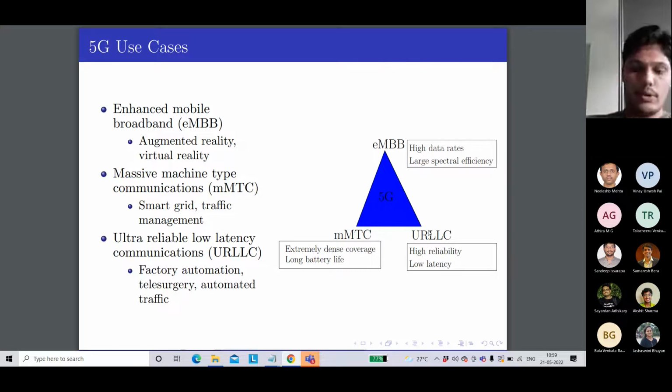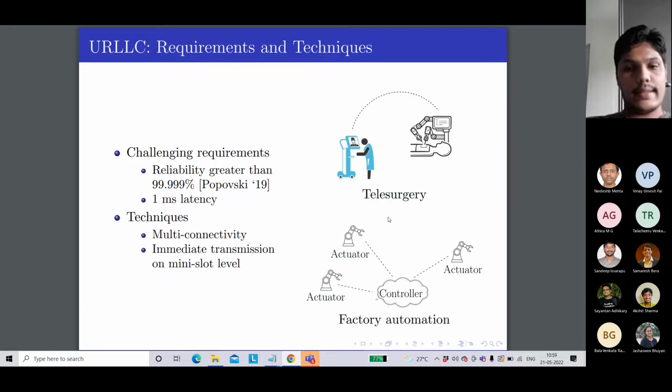Now we'll see much more about URLLC, its requirements and techniques. So as we saw, URLLC provides services like telesurgery and factory automation. Therefore, the cost of error in these kinds of services is heavy, so the data has to be transmitted with very high reliability. To give you an idea, these are the typical requirements for URLLC. When it comes to reliability, it should be greater than 99.999%, and the data has to be transmitted within 1 millisecond latency. So the data not only has to be transmitted with high reliability, but it also has to be transmitted with very low latency.